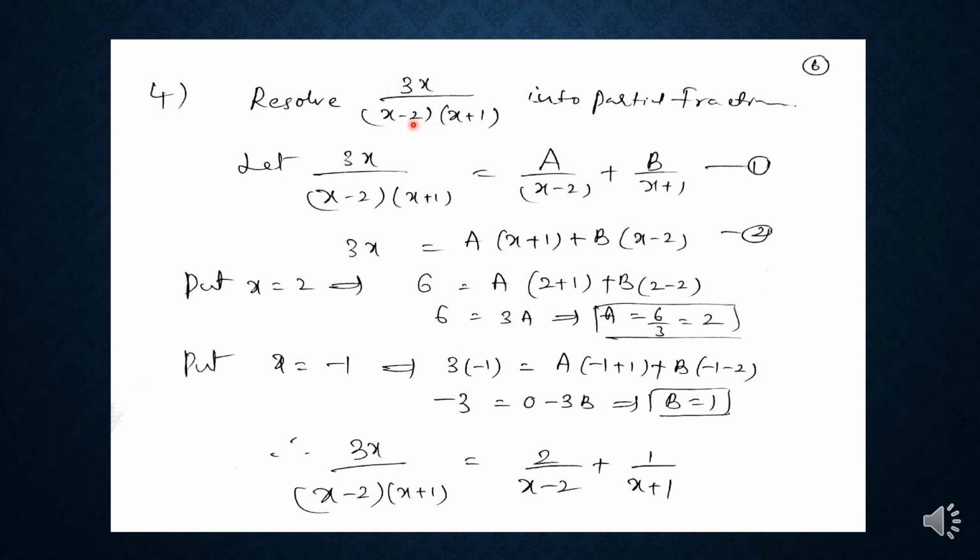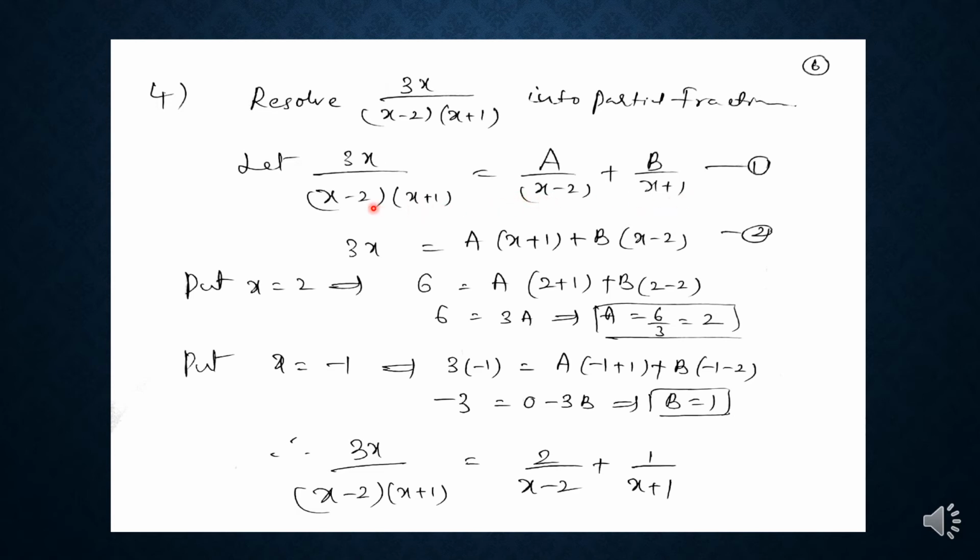Then let us take that fraction 3x by x minus 2 into x plus 1. If we check the denominator, the factors are already written: x minus 2 into x plus 1. These are linear factors, non-repeated factors. So we can take the partial fractions as a by x minus 2 plus b by x plus 1. Now by taking LCM here, what we will get: a into x plus 1 plus b into x minus 2 by x plus 1 into x minus 2.